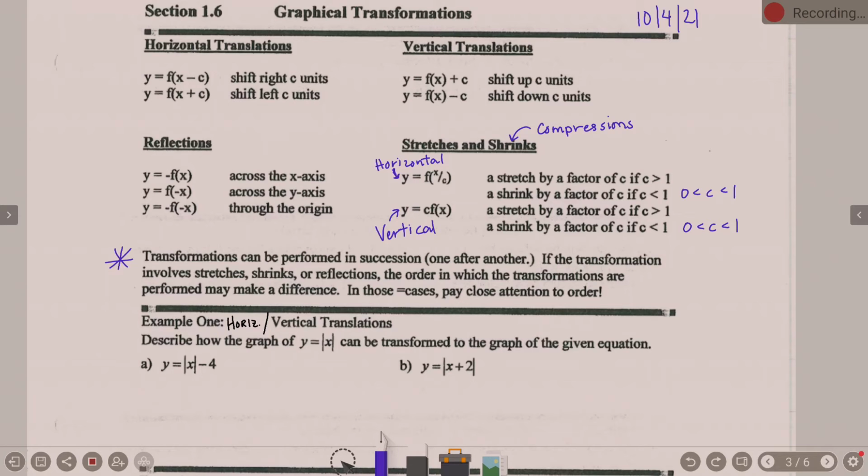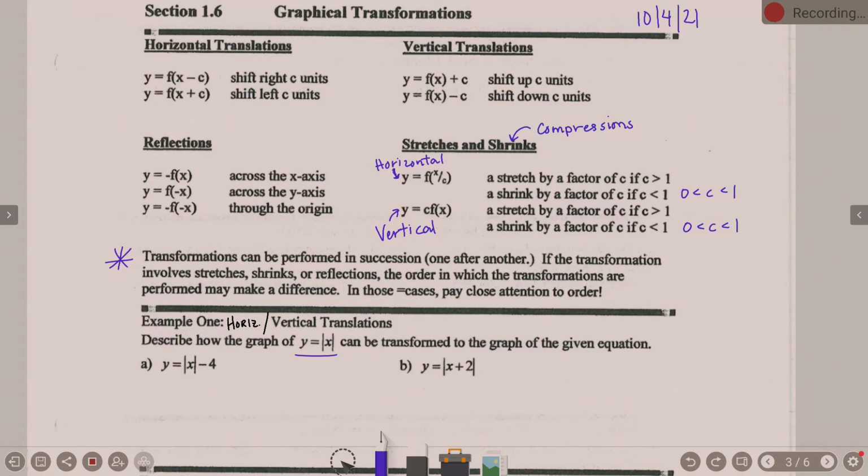Before I move my notes up, we're going to go ahead and do example 1. Now, you'll notice example 1 says vertical translations. It really should, horizontal got left off there. So example 1 is horizontal vertical translations. Describe how the graph of y equals absolute value x can be transformed to the graph of the given equation. So, notice parent function of y equals absolute value of x. So you're always checking to see, okay, what's that parent function? What is it that we're relating?